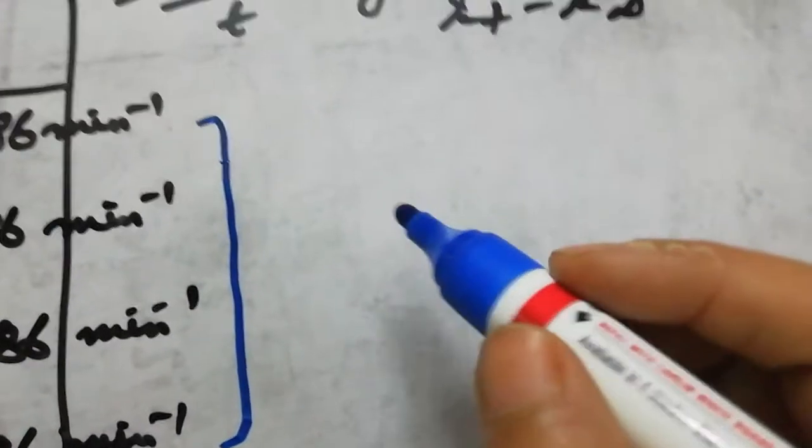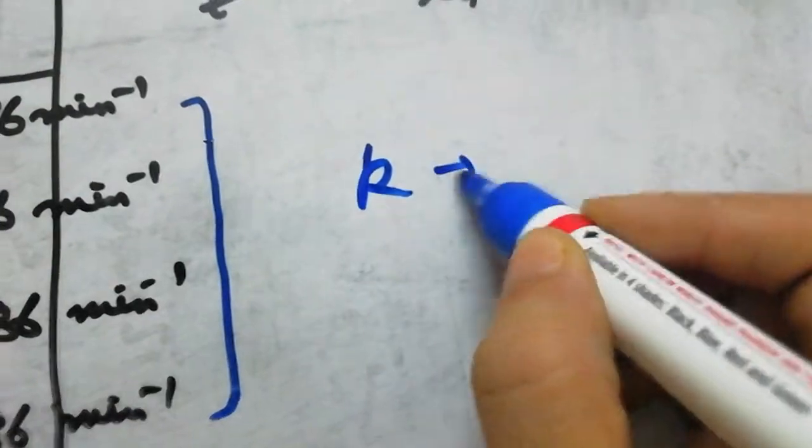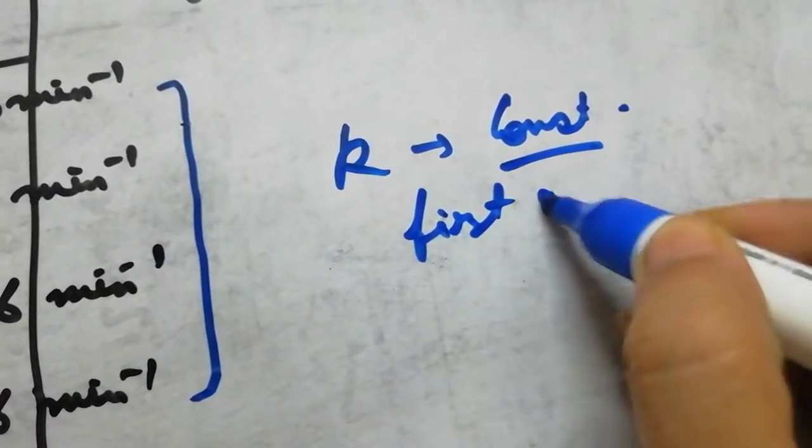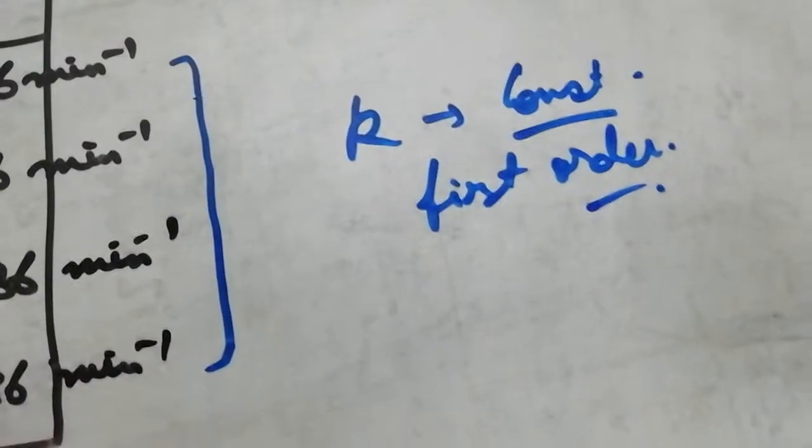So you will write in the end that as the value of K comes out to be constant, so the reaction is of first order.